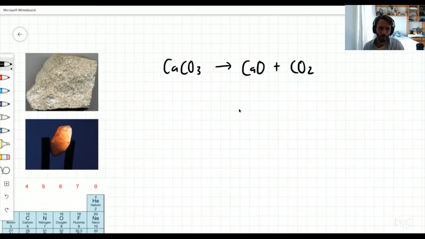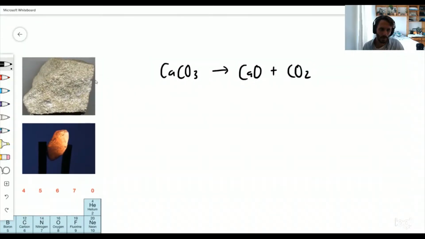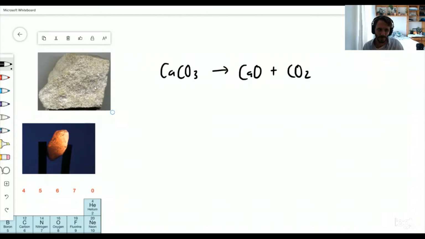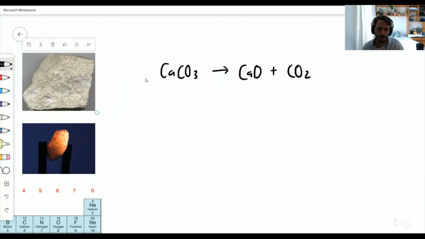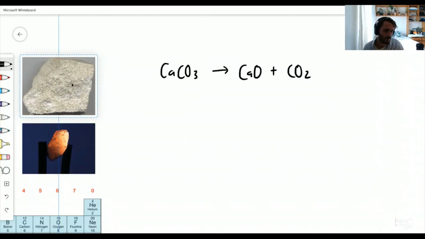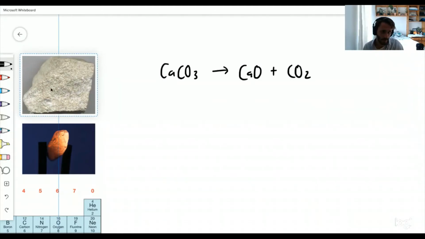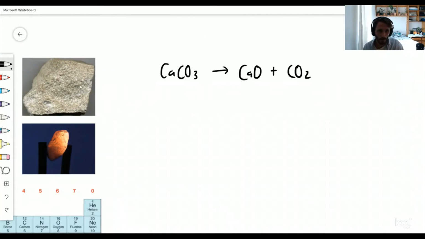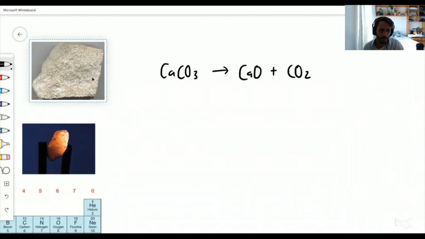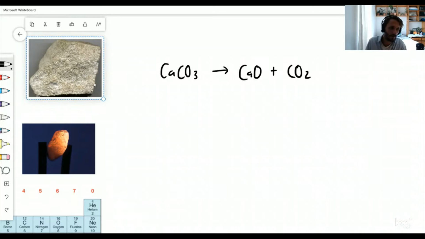Okay, we've got calcium carbonate, otherwise known as limestone. Impure limestone is calcium carbonate. So this is just a picture from the internet of some limestone rock. You find this in minerals in the mountains, and here in Cape Town, South Africa, we've got quite a lot of beautiful limestone rock.